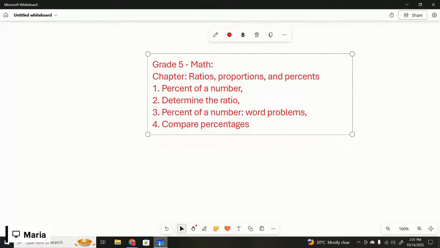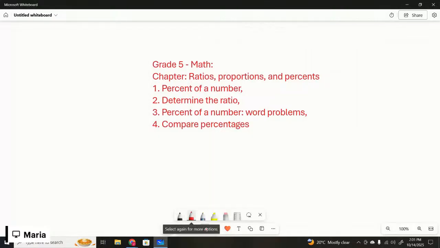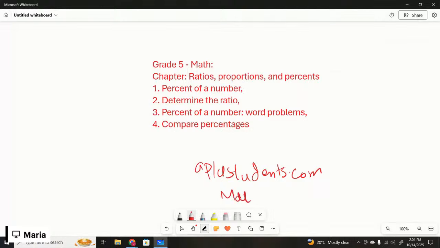We are here for grade 5 math. You can find all the lessons on aplusstudents.com. You have to log in there using your email address and password as provided by the administrator. Then you have to select math from the subject tab, scroll down to grade 5 math, and then click on view all lessons. Here you can find the list of the chapters.